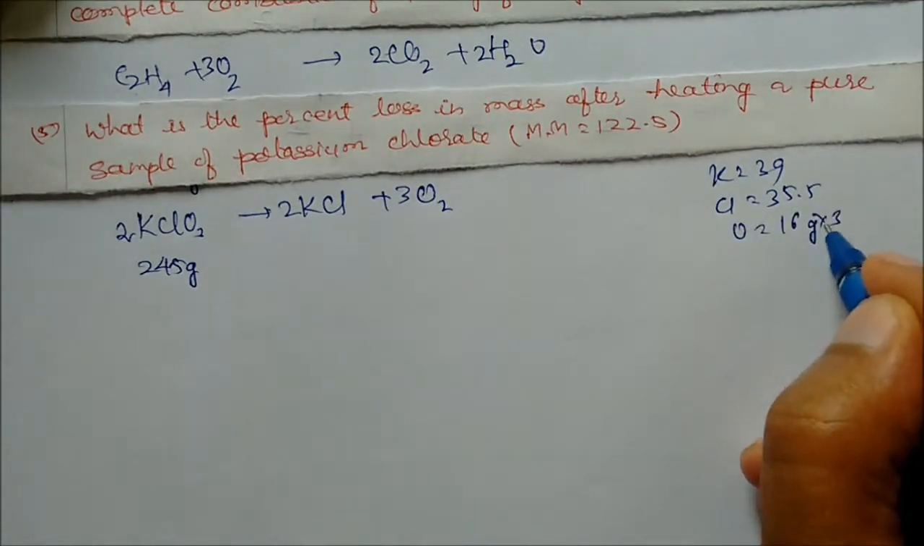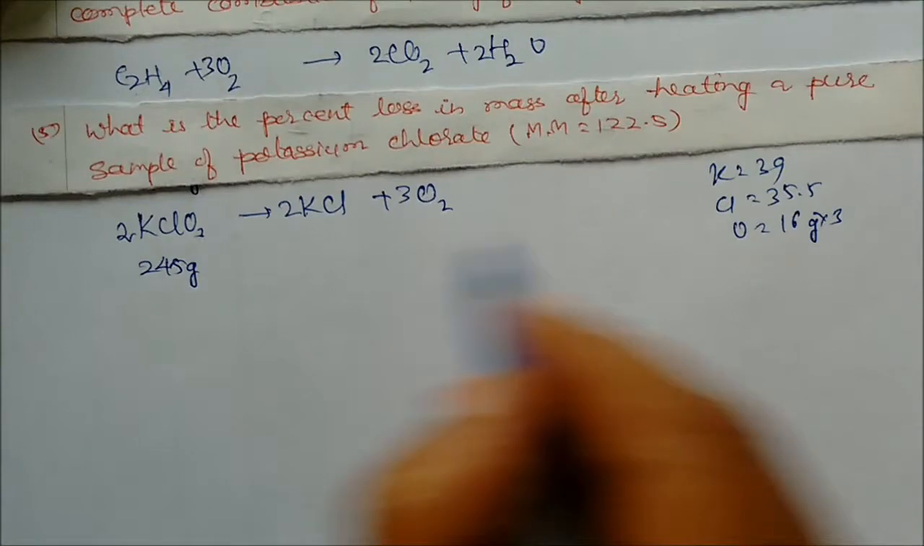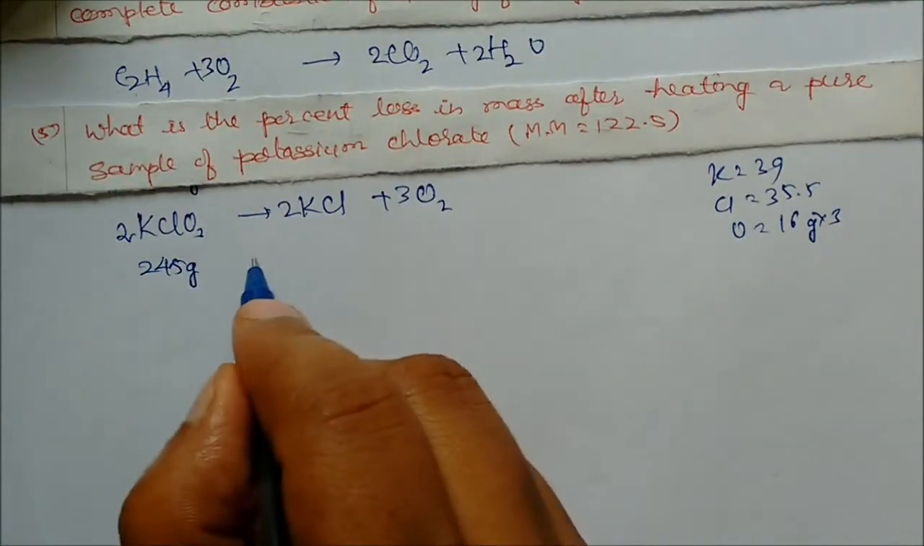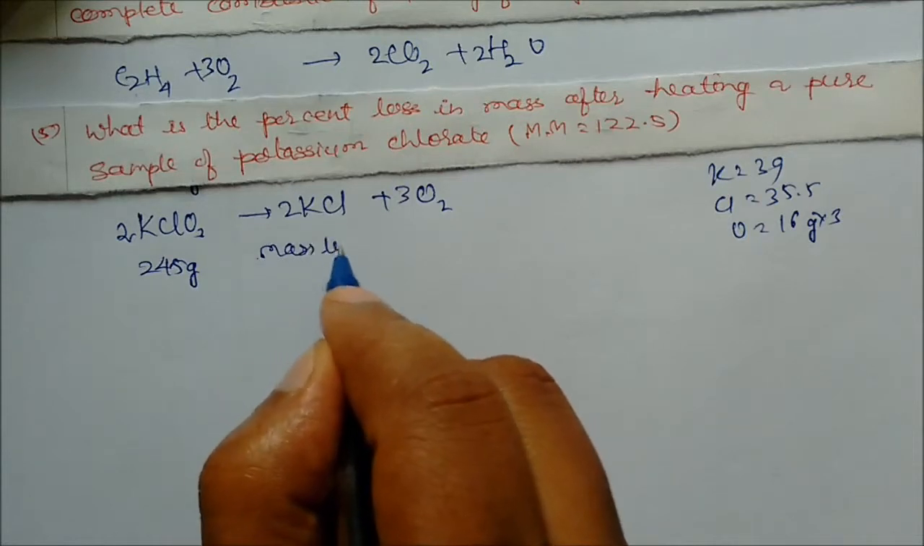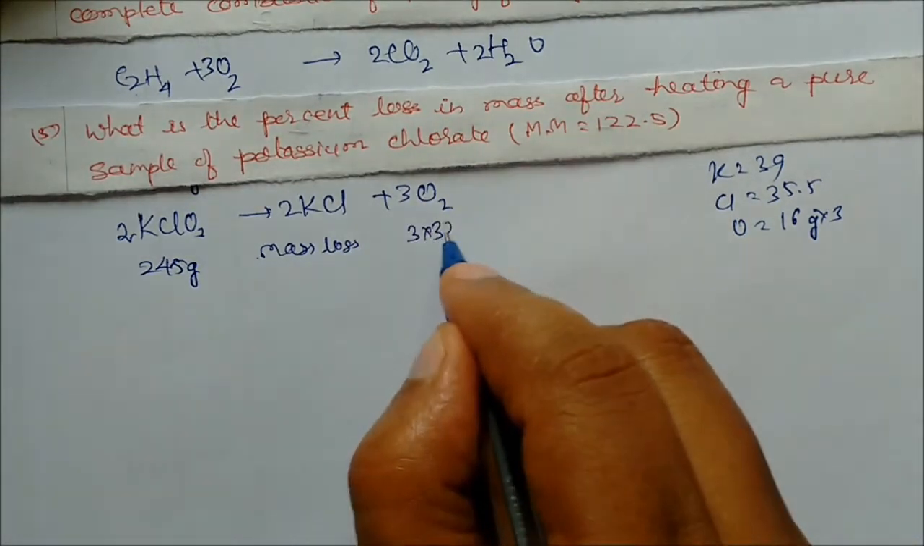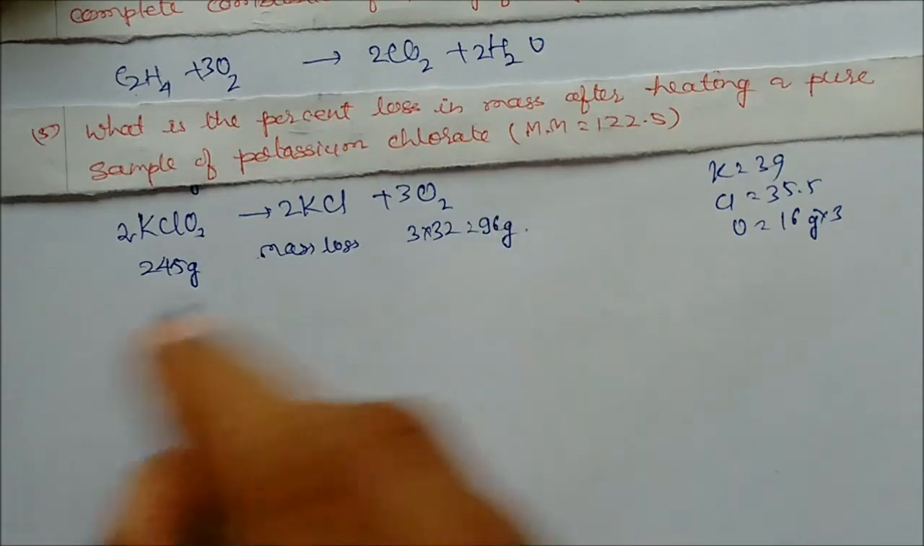So 16 into 348 gram. If you double it, you will get 245 gram. Okay, so 240 gram here. Mass loss means oxygen is losing. So how much is oxygen? 3 into 32, that is 96 gram.